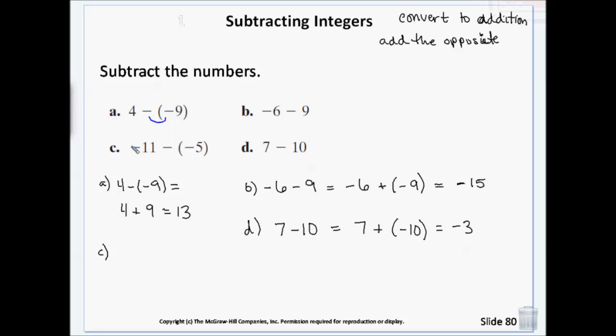Okay, and it doesn't matter if there's a negative up front, it's the same idea. That double negative, he becomes a positive. And I don't know why it's a he, it just is in my head. So -11 plus 5 is -6.